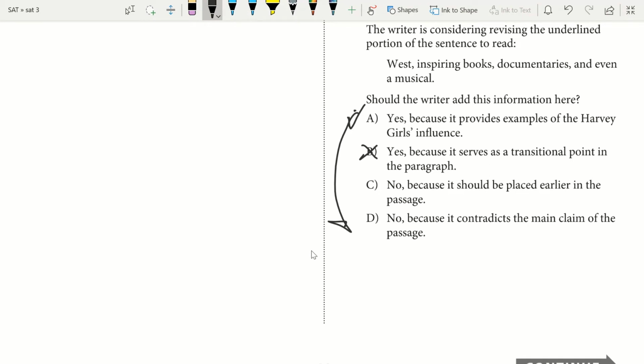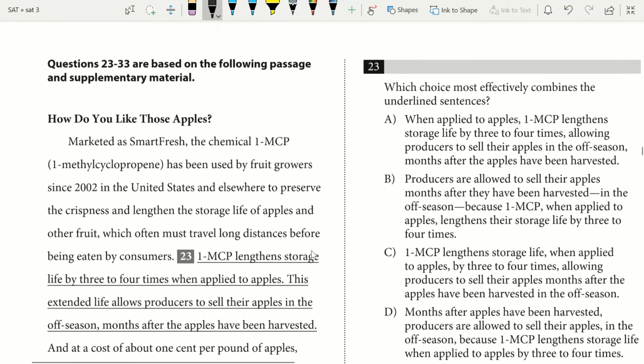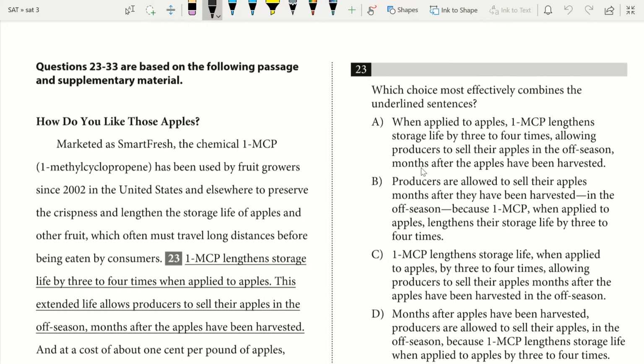Alright, so now we have no, because it should be placed earlier in the passage. No, because if we were going to include it, that would be an ideal time. And then we have no, because it contradicts the main claim. It does not, right? It talks about how the Harvey girls were transformative in the West. So that's not going to be our answer. We're left with A, yes, because it provides examples of their influence, and we're talking about their transformative power, right? So that's going to be our answer there. How do you like those apples?